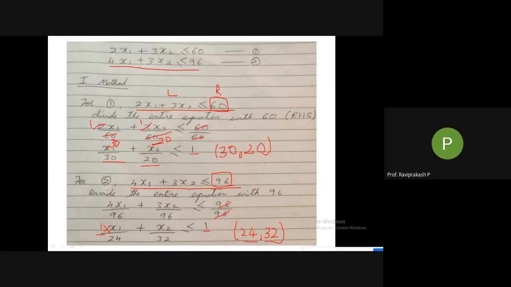Okay, this you got by the first method. So nothing else we have to do. We have to just divide the entire equation with the RHS, the right hand side. This is the right hand side for both here. So divide the entire equation with these two values. Then you are getting these points in x and y.